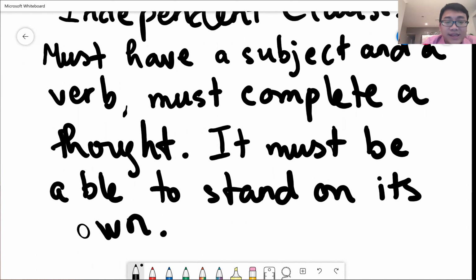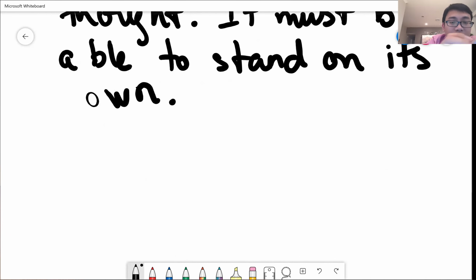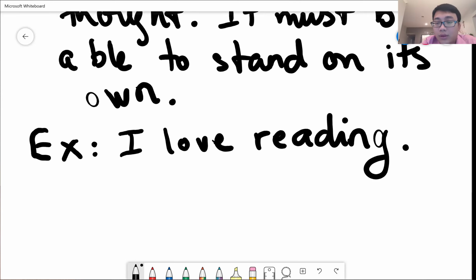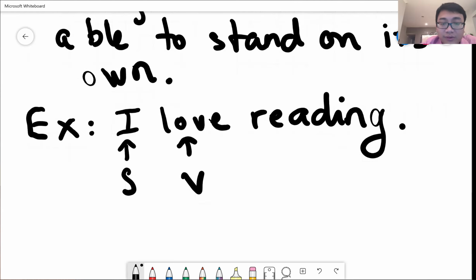Okay, let me give you an example of an independent clause. It's a complete sentence. Example: I love reading. Well, is it an independent clause? The answer is yes. Why? We have a subject, we have a verb, and does it complete a thought? Yes. The thought is, I love reading. No need for anything else.